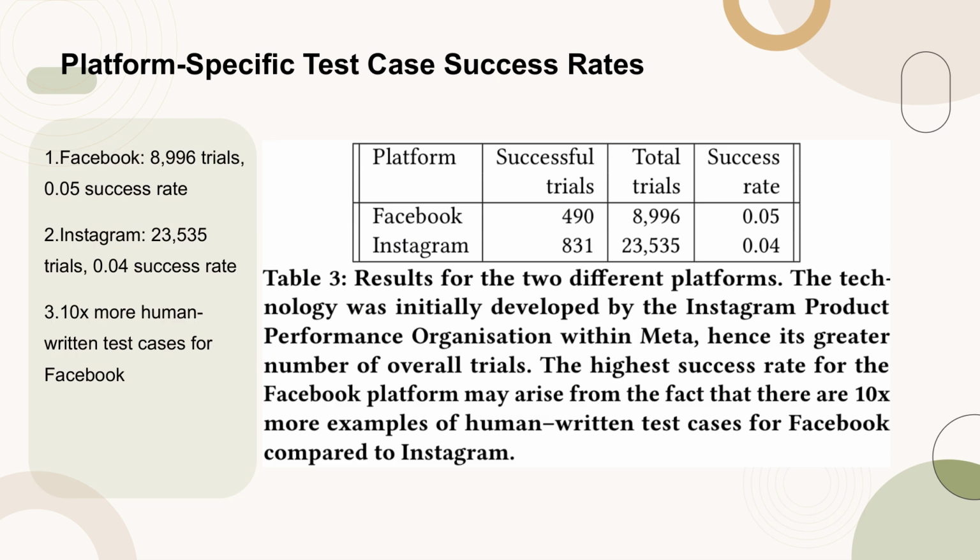Table 3 presents the results of test case generation trials on 2 platforms, Facebook and Instagram. The data indicates that while the total number of trials was higher for Instagram, the success rate was slightly higher for Facebook. This discrepancy is hypothesized to be due to the availability of more human-written test cases for Facebook, which is approximately 10 times greater than that for Instagram. The table highlights the importance of training data in influencing the success of automated test case generation.